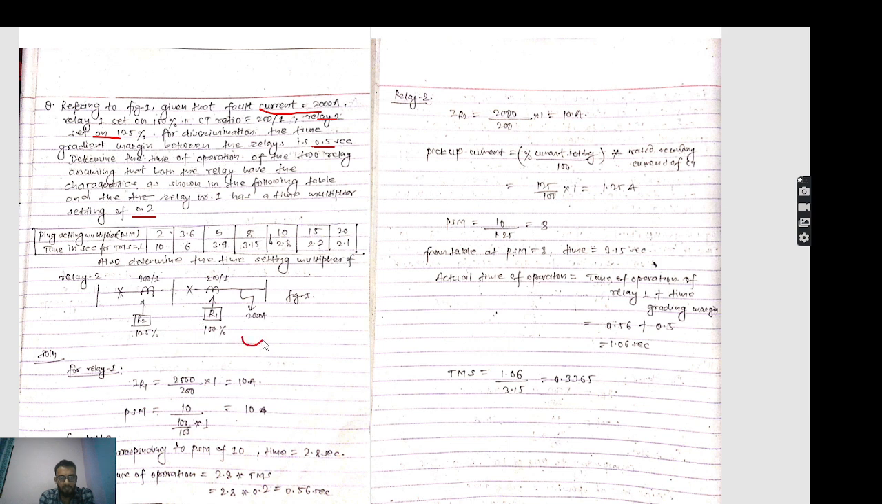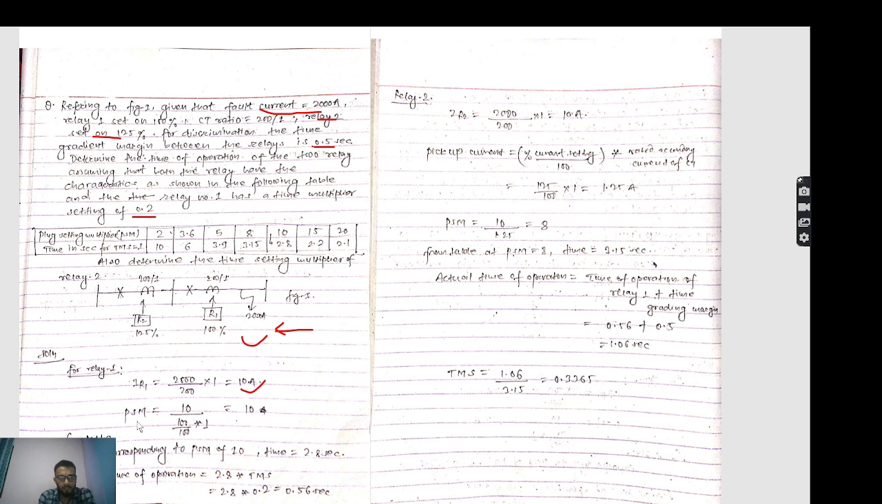Referring to this figure, we will follow this path, from right to left, so first we calculate for relay 1. For IR1, the fault current is IF into y upon x, which is 2000 into y upon x, and the CT ratio is 200 upon 1, so 2000 into 1 upon 200. We get the relay current as 10 amperes.